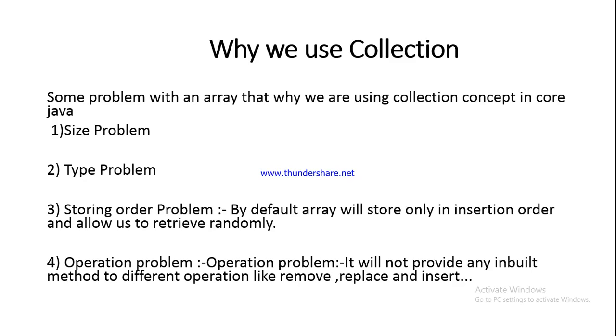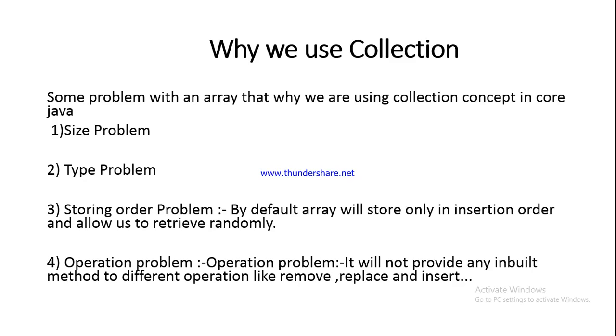The first problem is the size problem, the second is the type problem, and the third is the sorting order problem. On sorting order, by default an array stores only in insertion order and allows us to retrieve randomly. The fourth is the operation problem, which means it does not provide any inbuilt method for operations like remove, replace, and insert. So we have four problems in the array concept, and that's why collections came to the market.